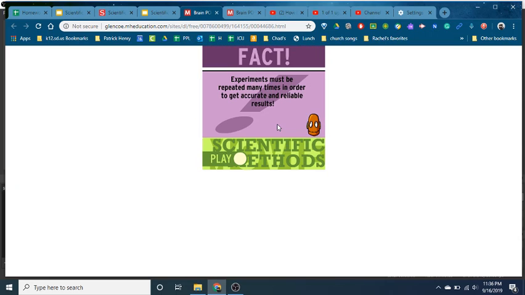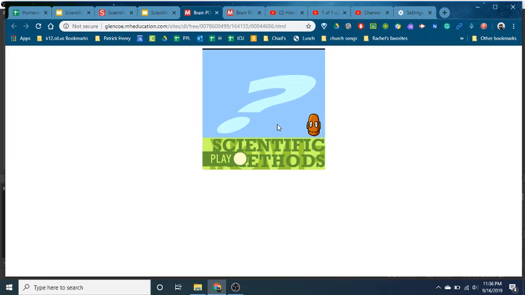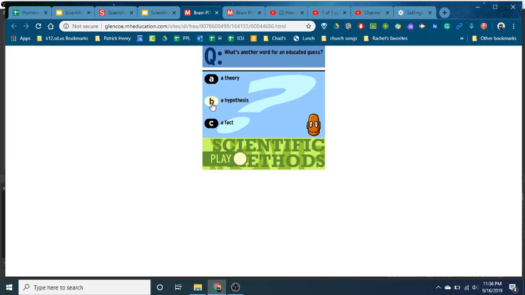Where can you find research materials? At the library, on the internet, or both of the above? Yes, both. What's another word for an educated guess? Is it a theory, a hypothesis, or a fact? You're right, a hypothesis.